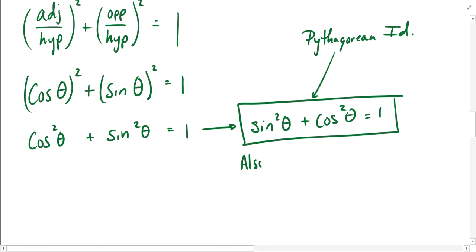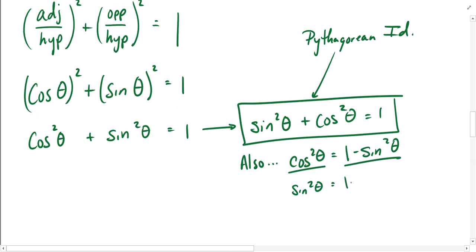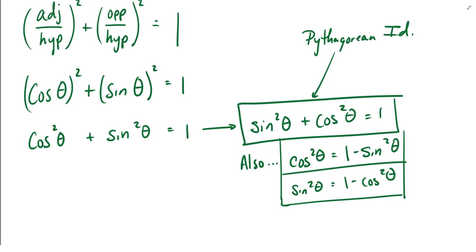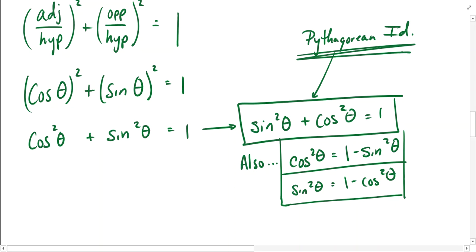And it also stands to reason that we could isolate different components as needed. If we see a cosine squared by itself, that would be the same as 1 minus sine squared of theta, and cosine squared could be replaced with 1 minus sine squared. And also we could say that sine squared theta is equal to 1 minus cosine squared theta. Each of these extensions are derived from simply subtracting this cosine squared group to the right side, or subtracting the sine squared group to the right side. So all three of these would be considered Pythagorean identities.